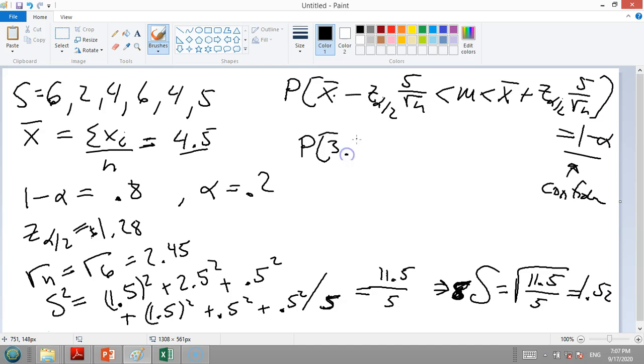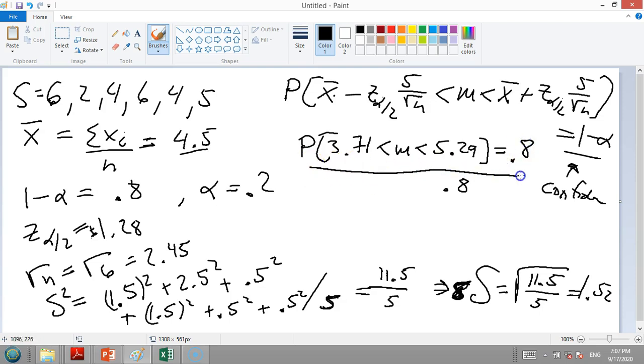Okay, these are the numbers I got. This is equal to 0.8, or let's put it here, 0.8, okay, like this. So this is an 80% confidence interval.